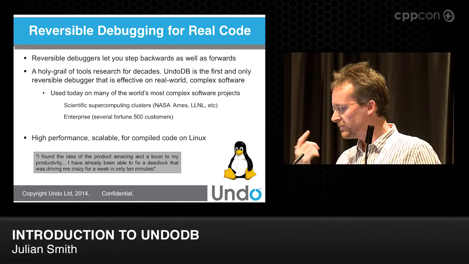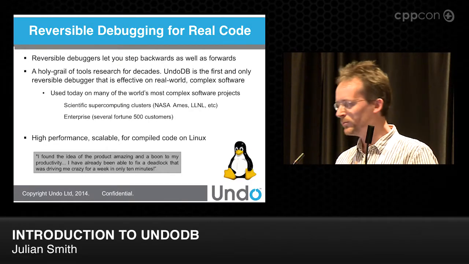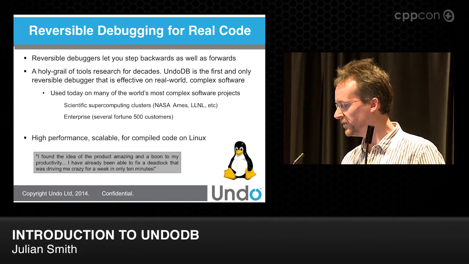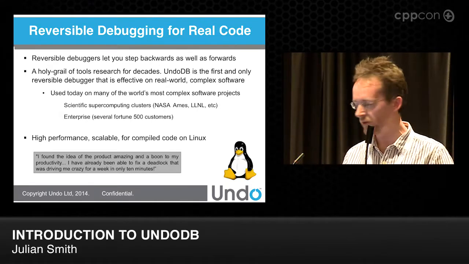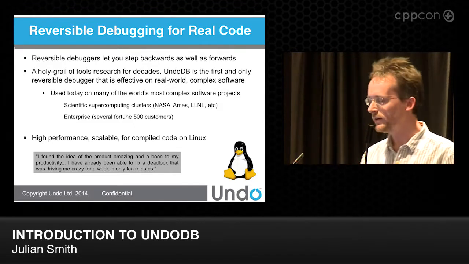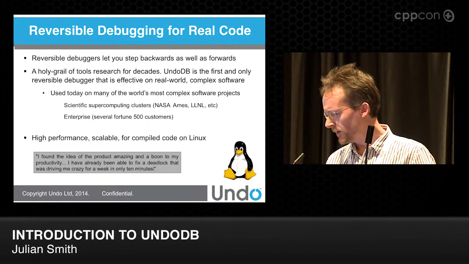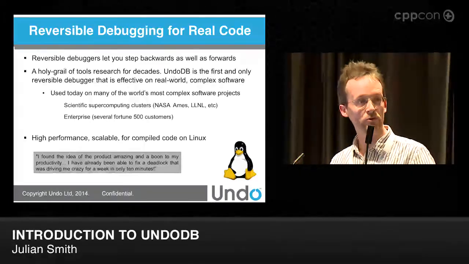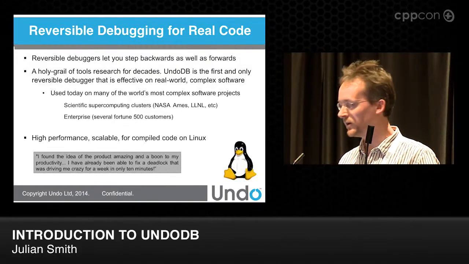So I'm going to give a couple of very, very simple examples today, but actually our software is used on very complicated software projects with massive programs, with loads of memory, lots of shared memory, all sorts of heavyweight programming. And one thing should be clear, it's for compiled code on Linux. It doesn't work on Mac OS or Windows.